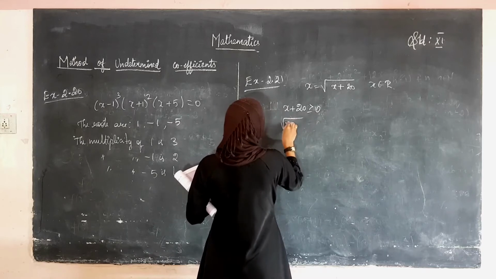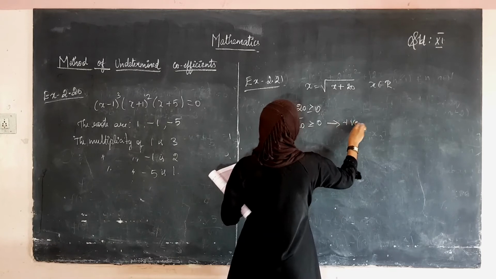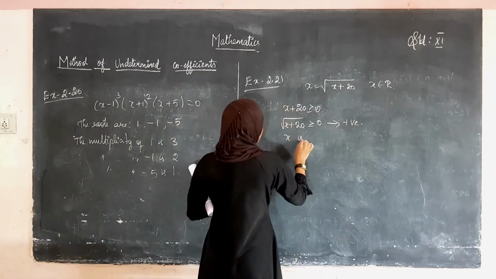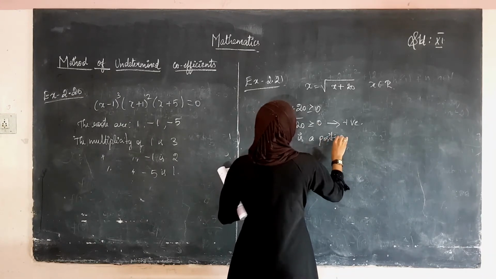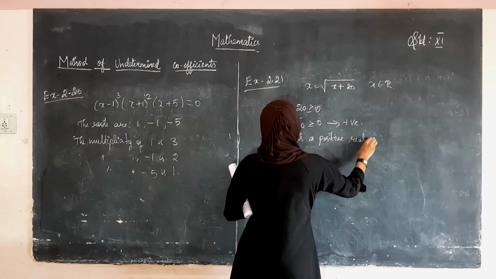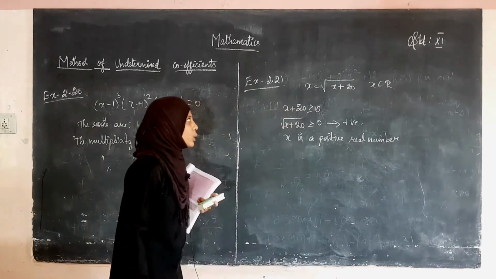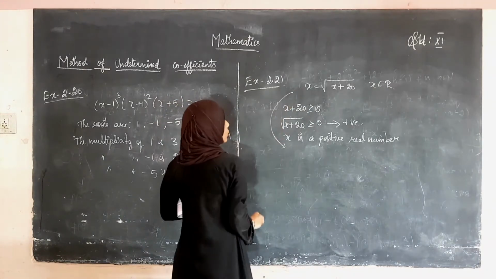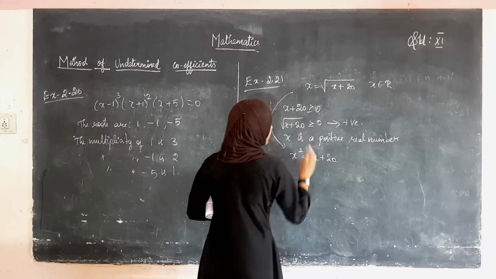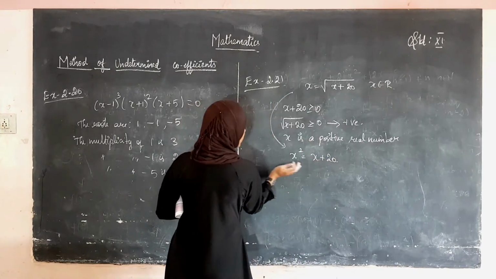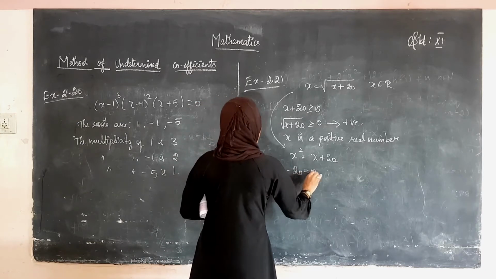Therefore, what happens? Root of x plus 20 will be greater than or equal to 0. That is positive. Then what happens? X is positive. X is a positive real number. Okay, now shall we find? So from this, squaring on both sides, what happens? X square is equal to x plus 20. Bring this to this side. X square minus x minus 20 will be equal to 0.